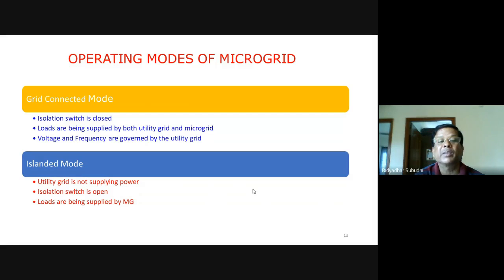And loads are being supplied by both the utility grid and the microgrid in the case of the grid connected mode. And we need to maintain the voltage and frequency of the entire system in accordance with the main grid. And in the islanded mode, on the other hand, the utility grid is not supplying power to the connected loads, and all the power is being supplied by the microgrid. And the isolator switch is kept open for this islanded mode, and loads are only supplied by the microgrid.